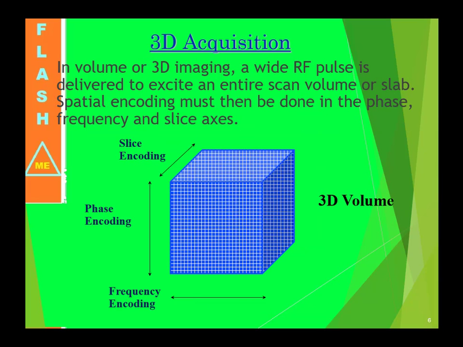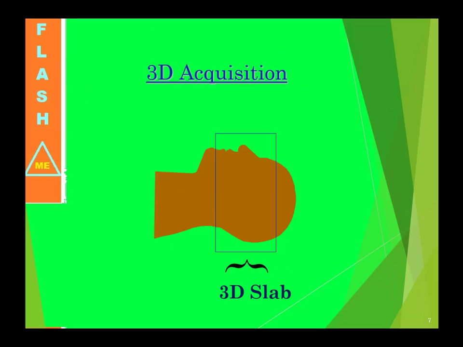3D acquisition. In volume or 3D imaging, a wide RF pulse is delivered to excite an entire scan volume or slab. Spatial encoding must then be done in the phase, frequency and slice axes. 3D volume: slice encoding, phase encoding, frequency encoding. 3D acquisition, 3D slab.